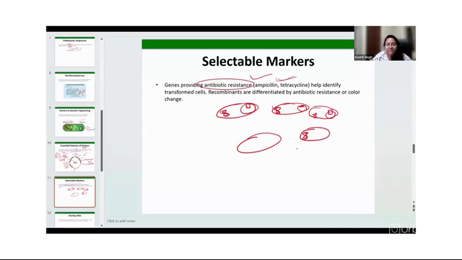Suppose these bacteria are now taken into a Petri plate, right? This has ampicillin and this has not. This also has ampicillin, right? But this DNA is not carrying our gene of interest. This is simple plasmid DNA. What will happen?